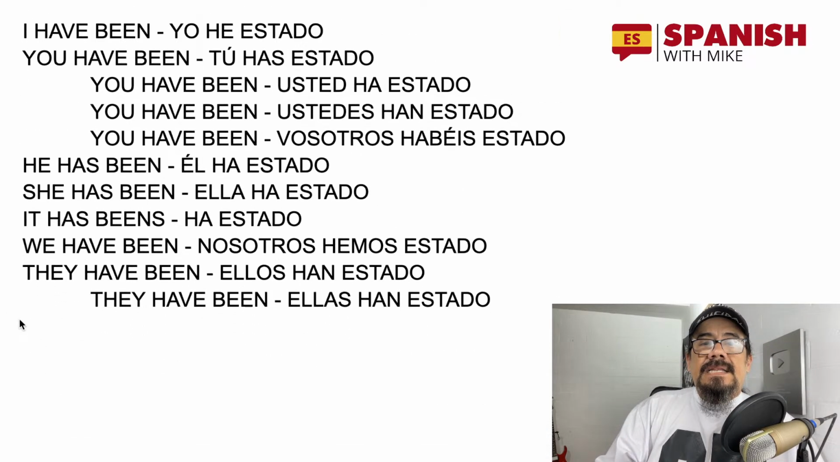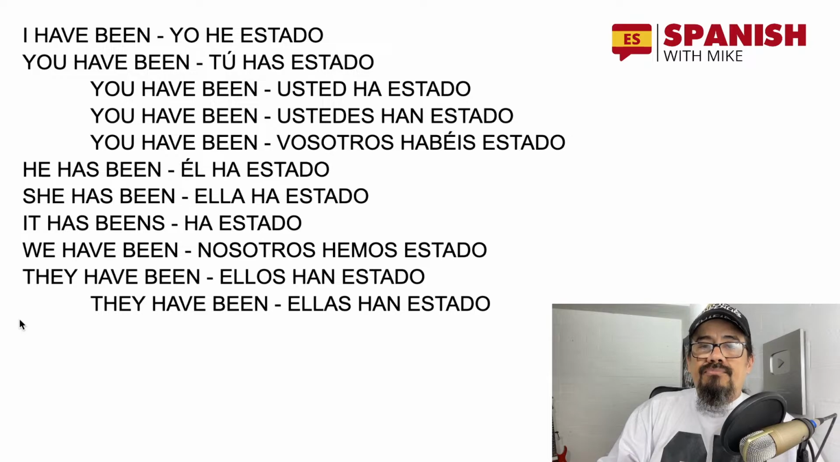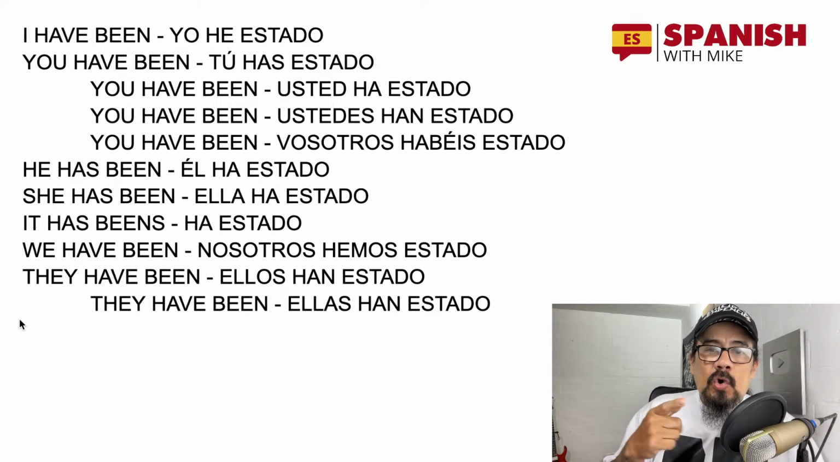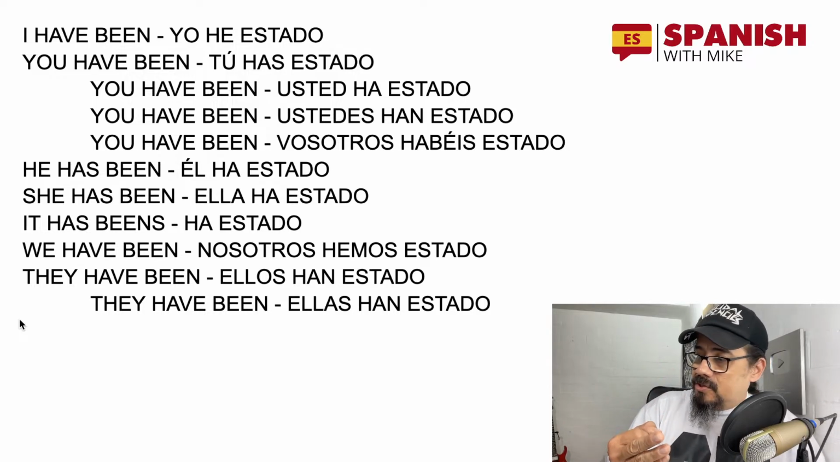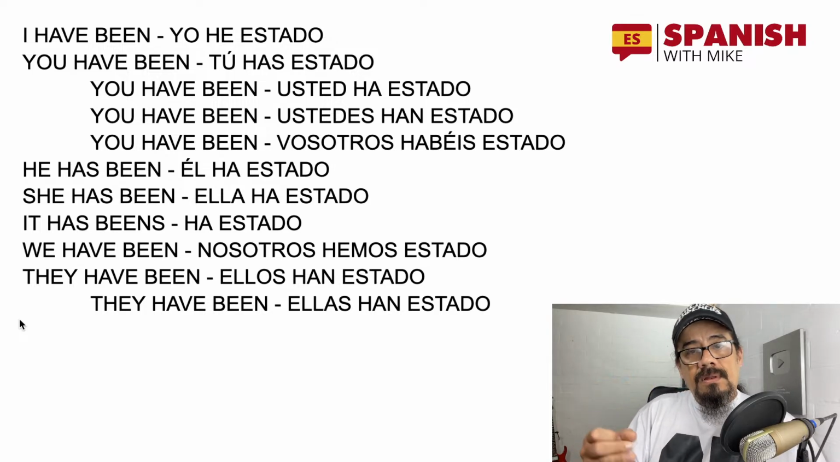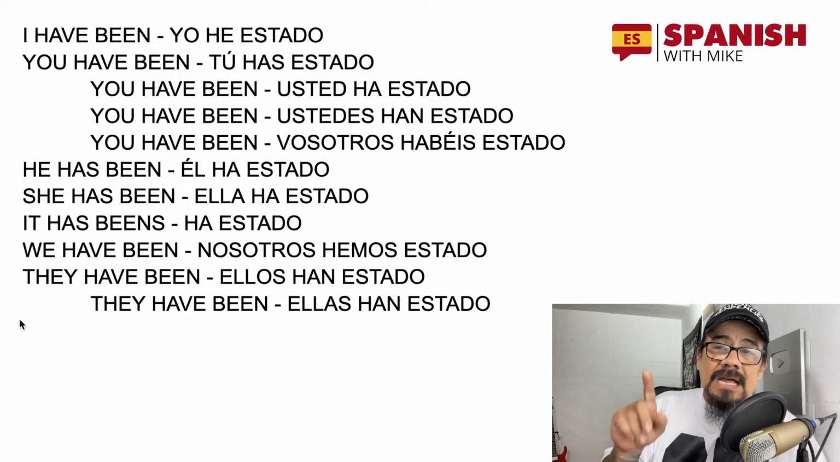And last but not least, the present perfect, which can be the future perfect or the past perfect, because it's basically the same, just changing the have. I have been, yo he estado. You have been, tú has estado. Singular, informal, close relationships. You have been, usted ha estado. Singular, formal. Ustedes han estado, plural. Vosotros habéis estado, plural, Spain.